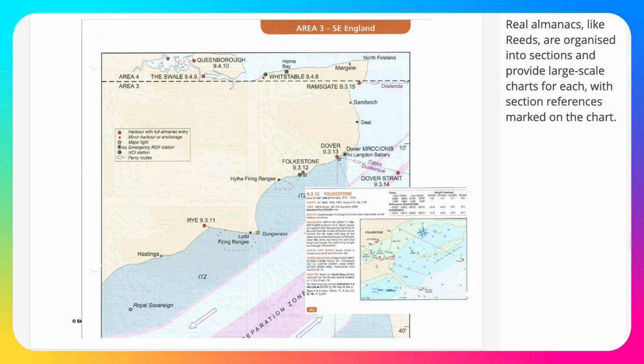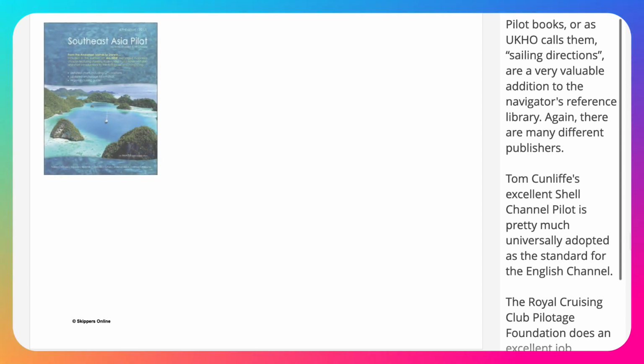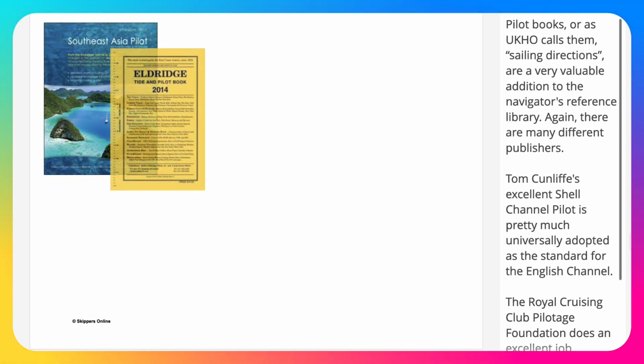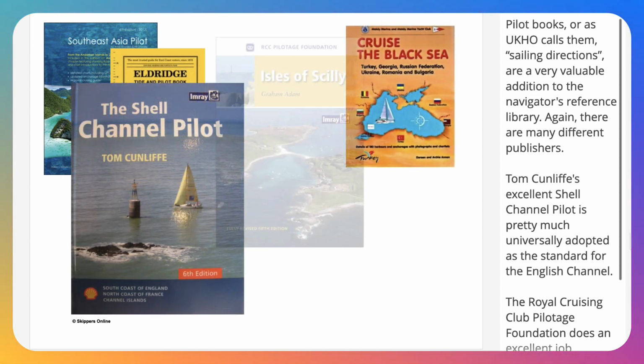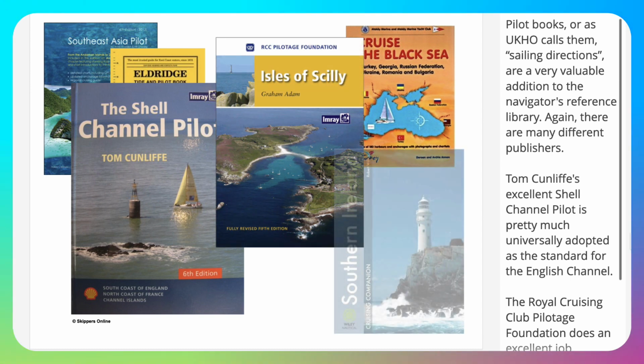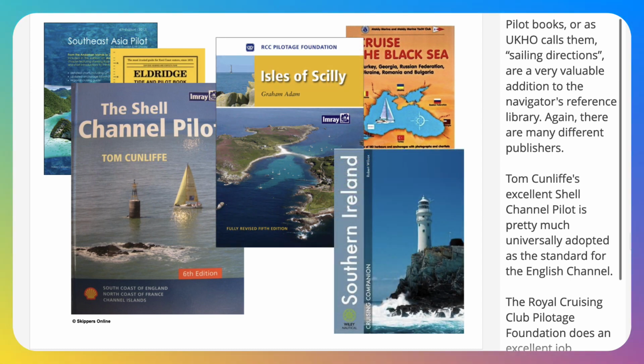Real almanacs, like Reed's, are organized into sections, and provide large-scale charts for each, with section references marked on the chart. Pilot books, or as UKHO calls them, sailing directions, are a very valuable addition to the Navigator's Reference Library. Again, there are many different publishers. Tom Cunliffe's excellent Shell Channel Pilot is pretty much universally adopted as the standard for the English Channel. The Royal Cruising Club Pilotage Foundation does an excellent job commissioning and publishing pilot books especially intended for yachtsmen, and covering some of the remotest parts of the world.